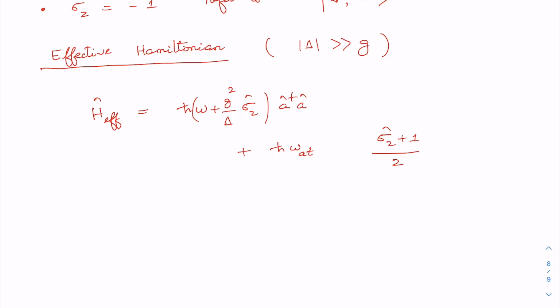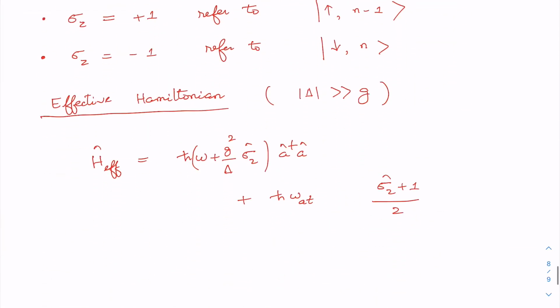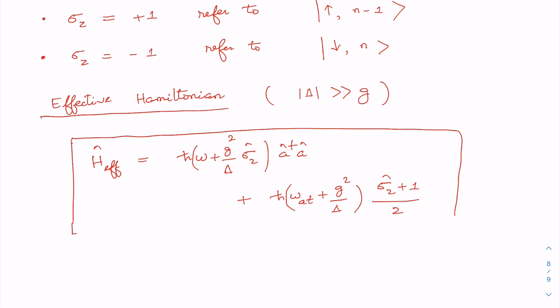Now, to get the correct energy values that we have worked out here, you can actually verify it, you have to add this term z square by delta. Then you get the correct energy eigenvalues for the system. So this is the effective Hamiltonian for the model in the dispersive case. In fact, this Hamiltonian could be written in some other forms as well, but I will not go into those forms of the Hamiltonian.